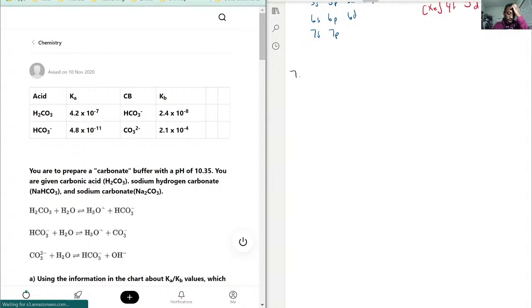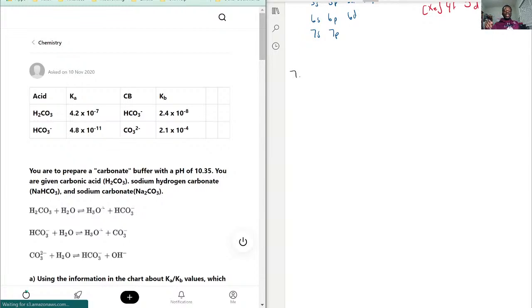The Ka value is 4.2 times 10 to the negative 7, and the conjugate base for that is HCO3 minus, and the Kb value for that is 2.4 times 10 to the negative 8. And then for HCO3 minus, we have 4.8 times 10 to the negative 11. That's a Ka value. And then for the conjugate base, its Kb is 2.1 times 10 to the negative 4.